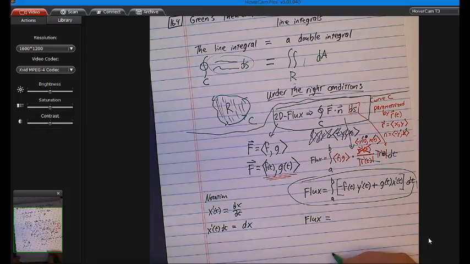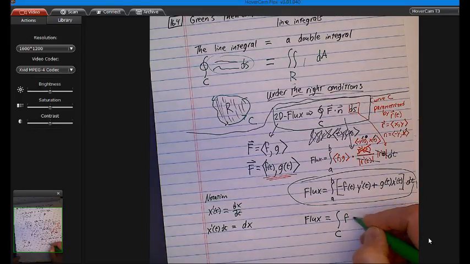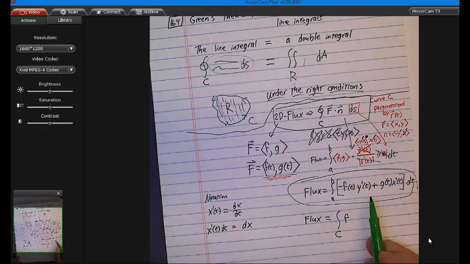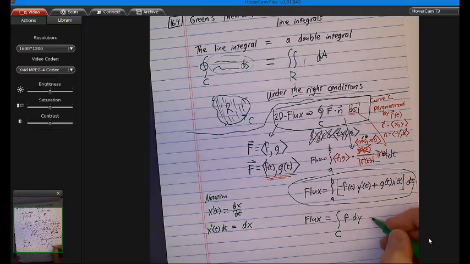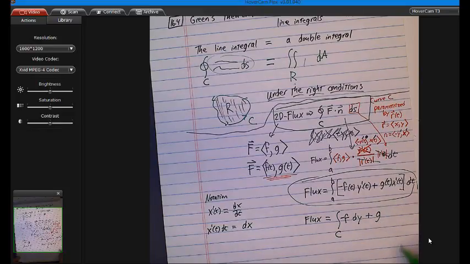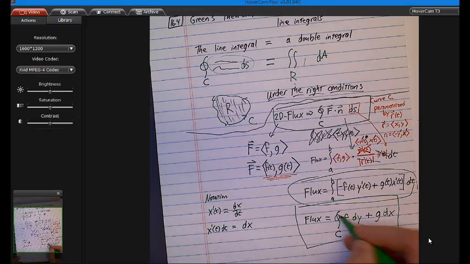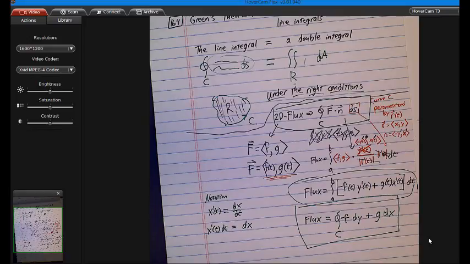But you will also see the following. Back to the line integral form, and you'll see people write this: little f, and where it says y prime dt, I can write dy. So maybe negative f dy here, plus g dx. And that's a nice, concise way of writing flux. Negative f dy plus g dx. Okay?